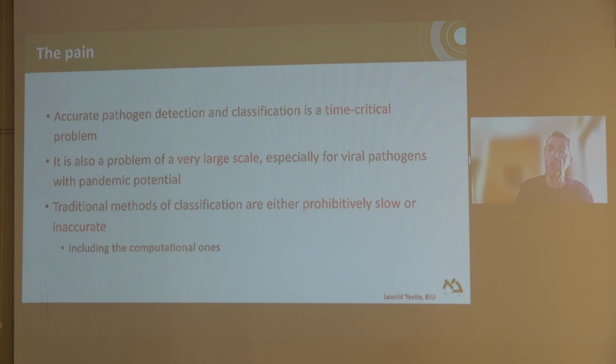Traditional methods, which range from PCR and petri dishes and growing samples and growing cultures, through the computational methods that are in use today, they are either prohibitively slow, even on high-performance computer infrastructure, or they trade accuracy for speed, which make them less accurate. So that's the pain that we would like to resolve.